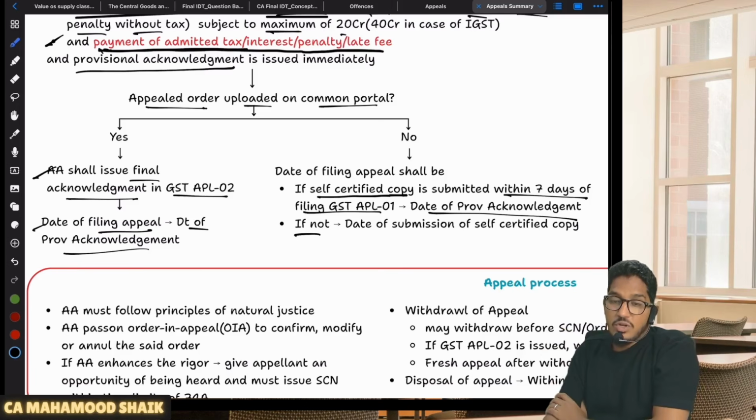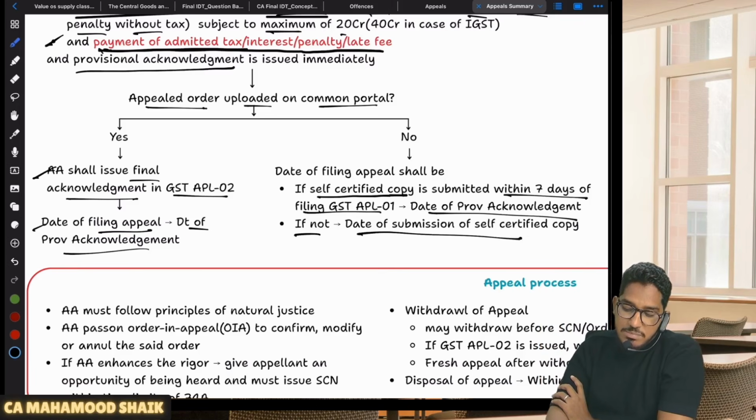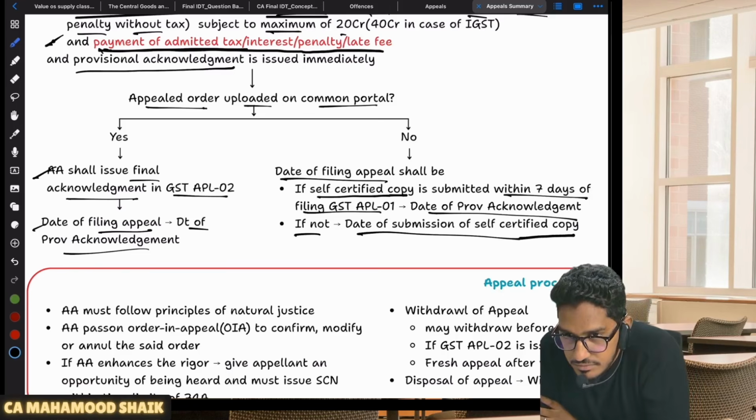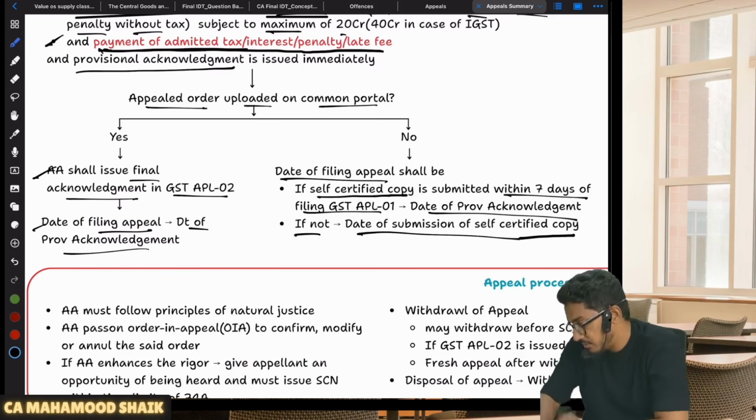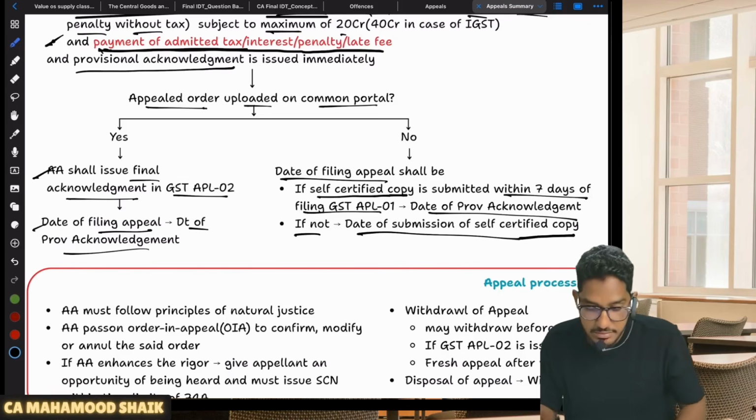Whereas, sir, if I am not submitting that self-certified statement within 7 days of filing GST APL 01, then the date of submission of the self-certified copy shall be considered as the date of filing of the appeal. Understood? You have to remember this. So I will give you an example if you want.